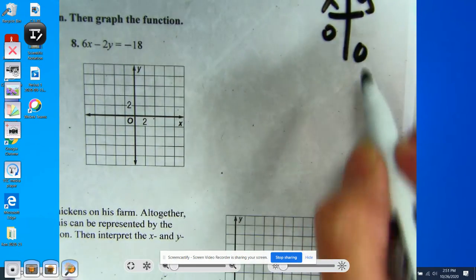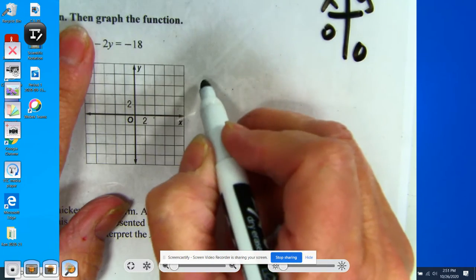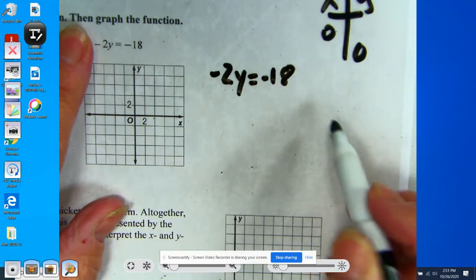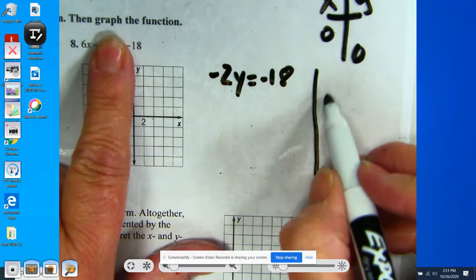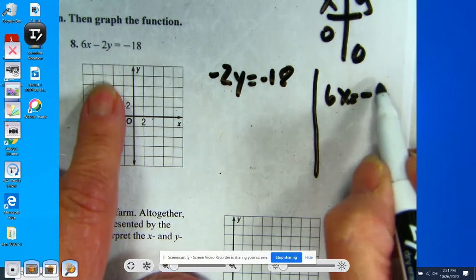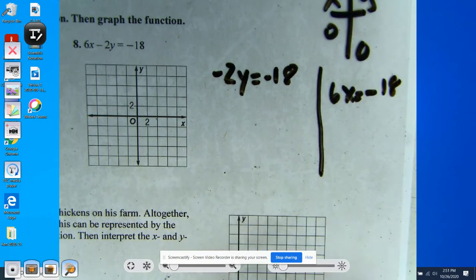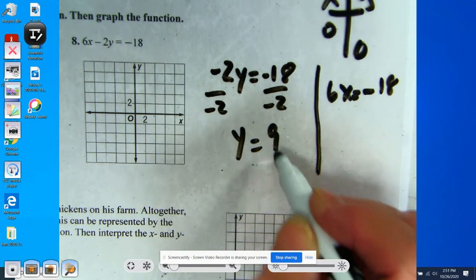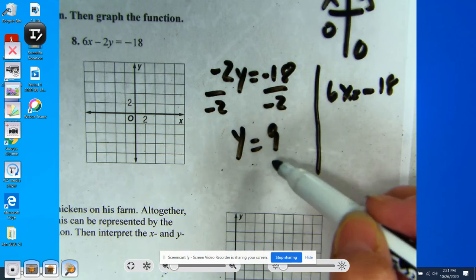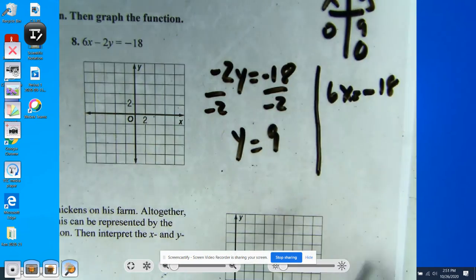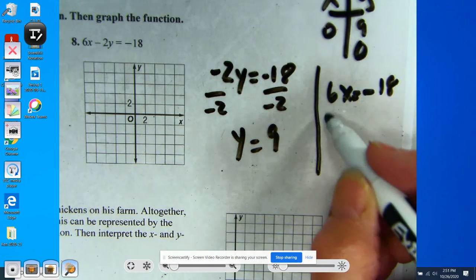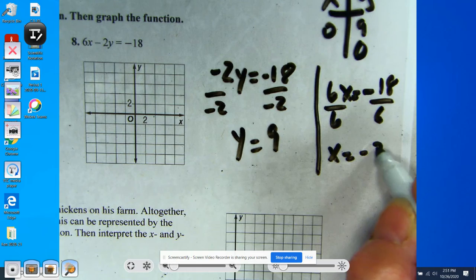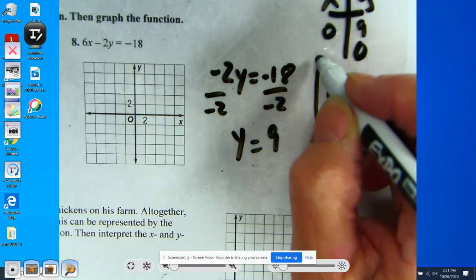We're going to go 0 and 0. If x equals 0, the equation is -2y equals -18. And if y equals 0, you have 6x equals -18. Divide by -2, and y equals 9. -18 divided by -2 is 9. That's this one. Here you have 6x. You're going to divide both sides by 6, and x is going to equal -3. -18 divided by 6 is -3.